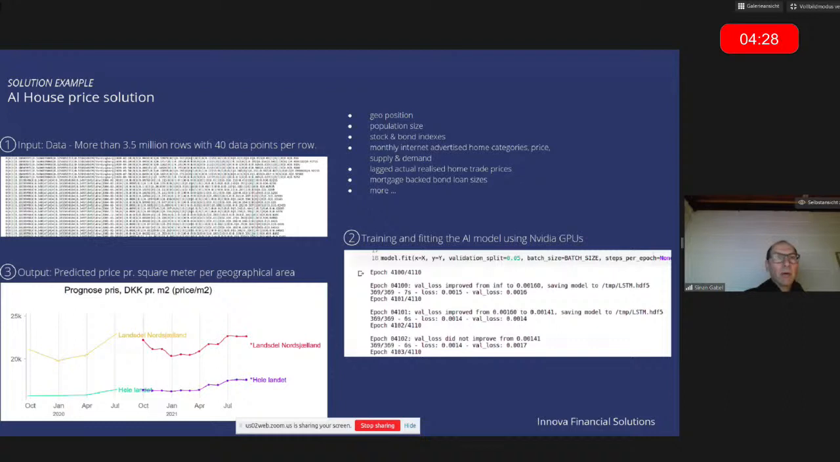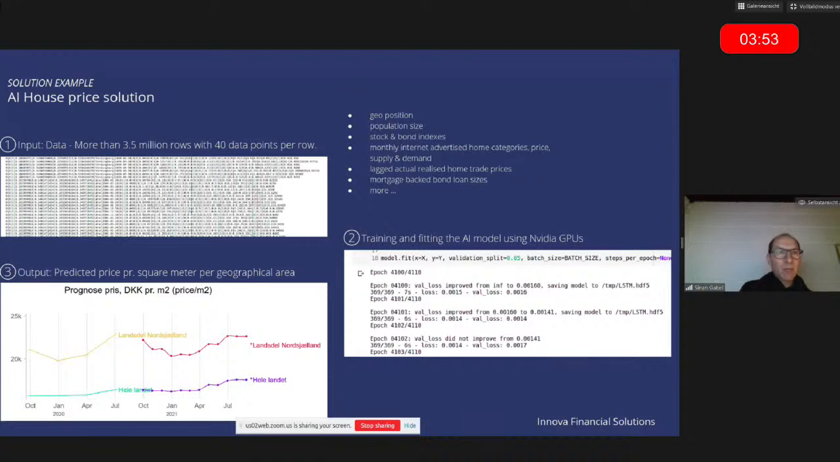Here's an example of one of our AI solutions. We have made a house price predictor for the Danish home market. So we predict house prices for houses, apartments, and country houses. And we do that for all the zip codes and all the communes in the country. We have assembled the model over time. We started in the beginning of 2019 with a smaller model, and then we have built it up over time.